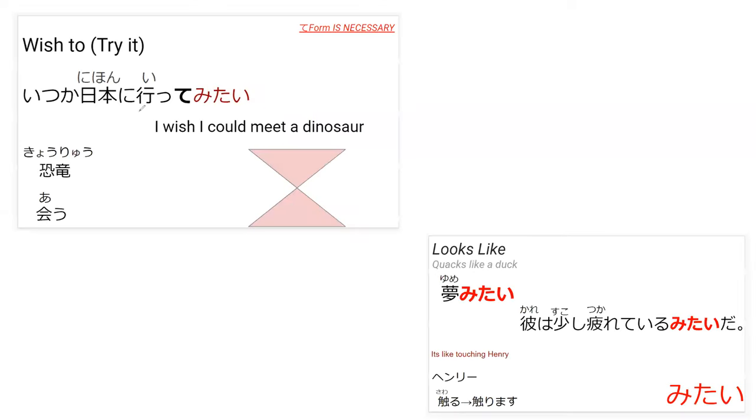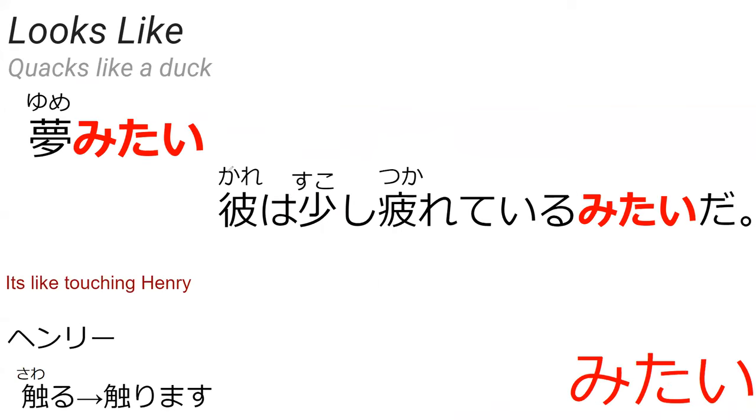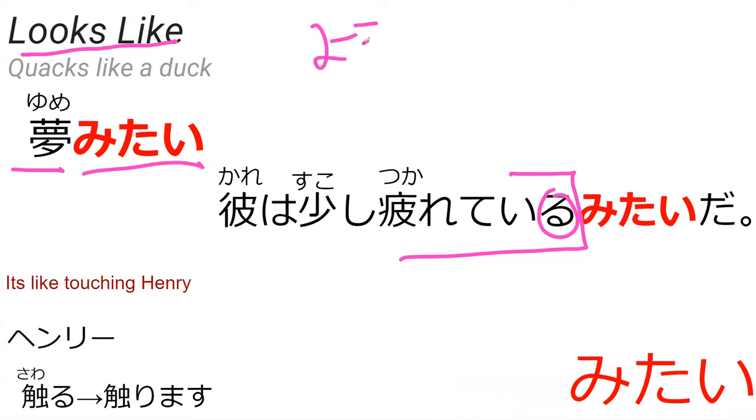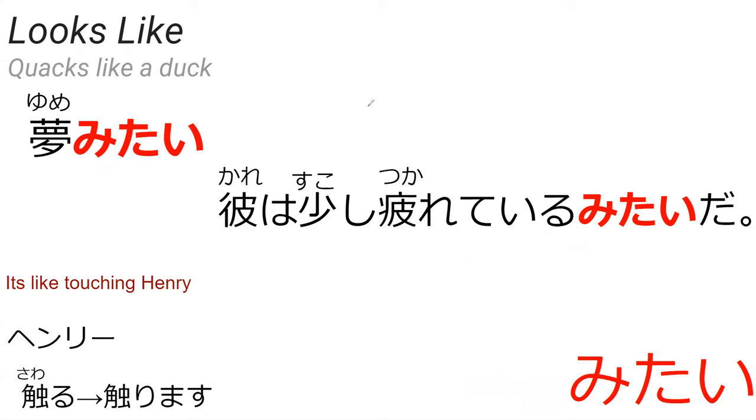Okay. So we've seen temitai actually today even, which basically means you want to try something. The thing that's letting us know it's want is this te right here. So te mitai. If you have mitai and whatever is in front of it is not te, that's a totally different thing. When we have mitai and then something that's not a te, but it can still be a verb, then this means it looks like. So it's very similar to yo, but yo is more like describing the way in which something does something. This is more just looks like in general. You don't need to worry about it. It makes sense when you make sentences with it.